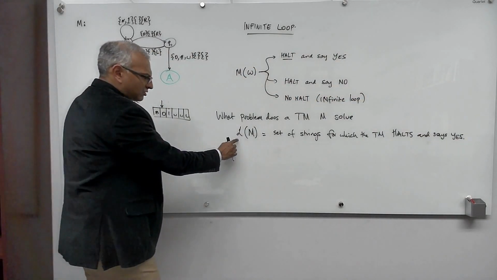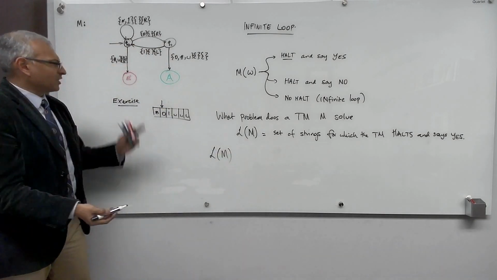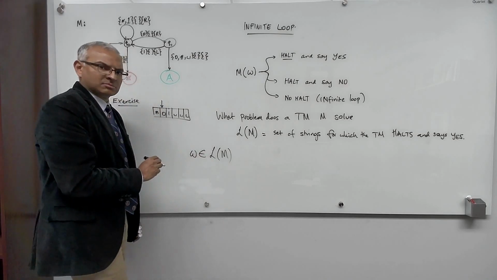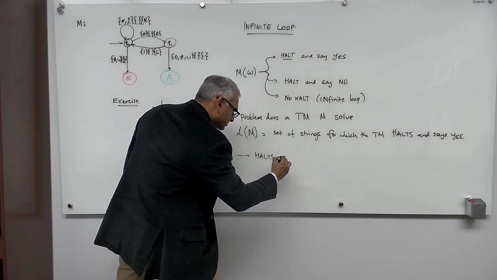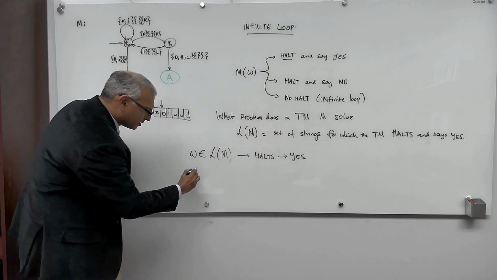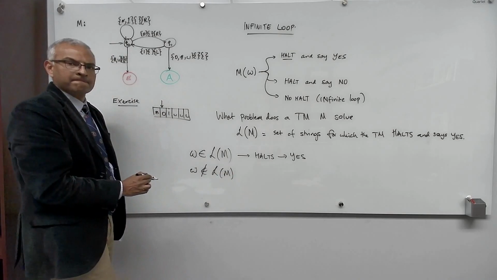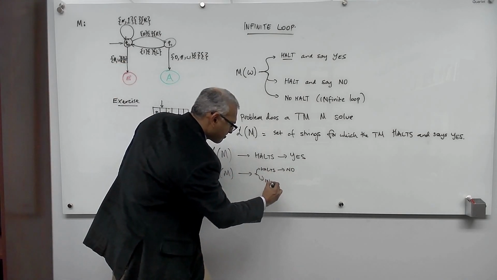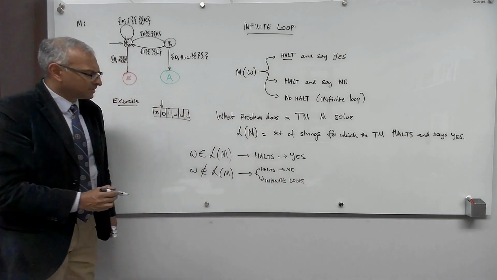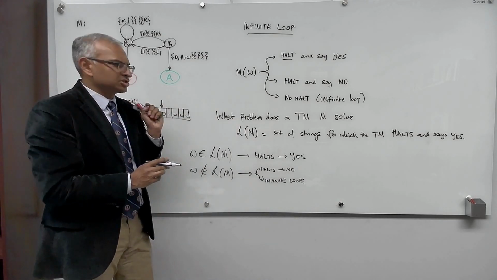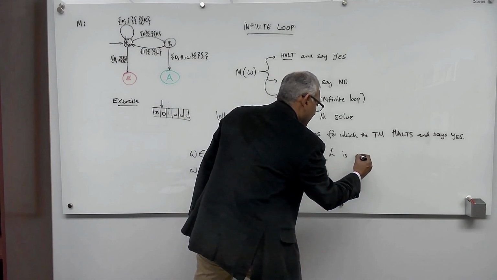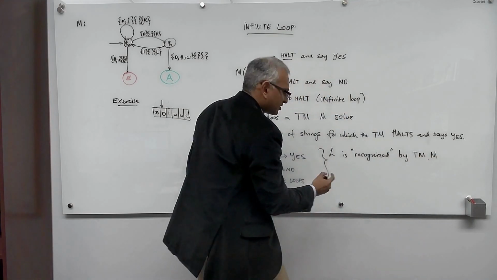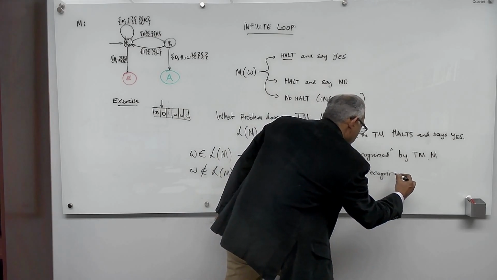Okay. So let's say you have this language L for a Turing machine M. So you could ask, what is the language of this Turing machine? So what is the set of strings for which it halts and says yes? So if you have a string in the language of the Turing machine, it means that it halts and says yes. If you have a string that is not in the language of the Turing machine, it means that it either halts and says no, or it infinite loops. And we say that the language L is recognized by the Turing machine M. And we also say that M is a recognizer for L.